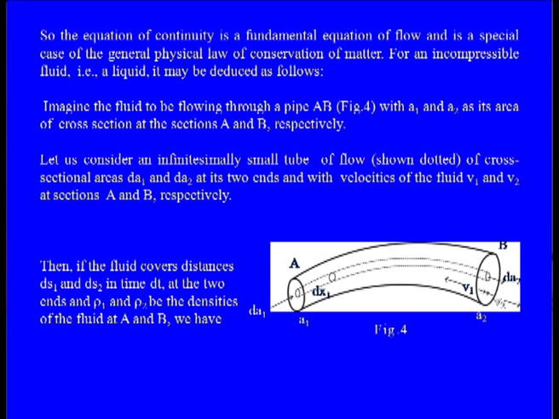Just see this figure. Let us consider an infinitesimally small tube of flow which is shown dotted in the figure, of cross sectional area dA1 and dA2 at its two ends and with velocities of the fluid V1 and V2 at the sections A and B respectively. Then the fluid covers a distance dS1 and dS2 in time dt at the two ends, and rho 1 and rho 2 are the densities of the fluid at A and B respectively.